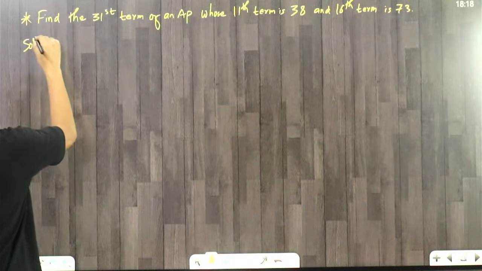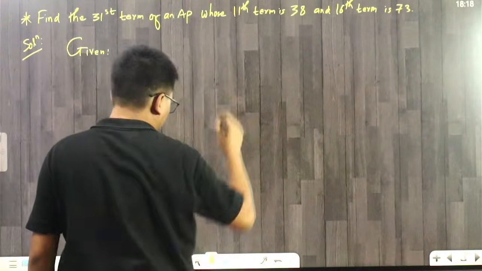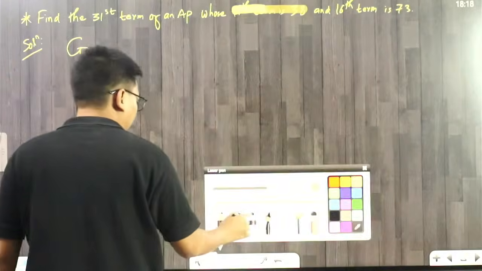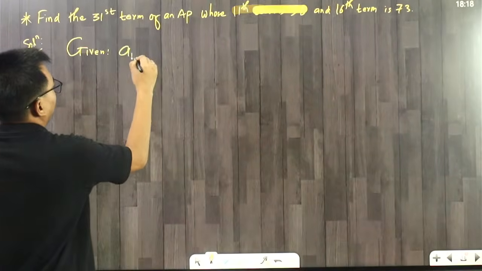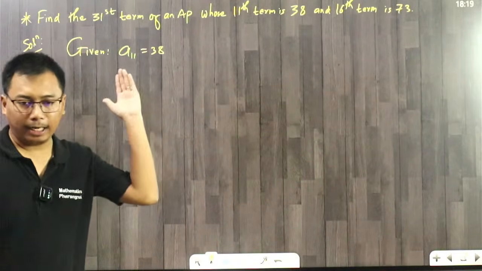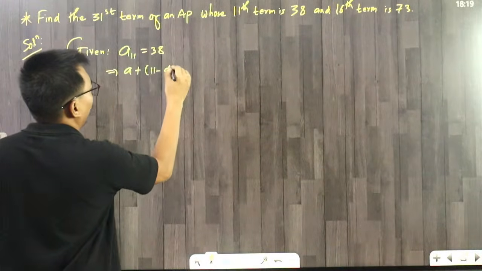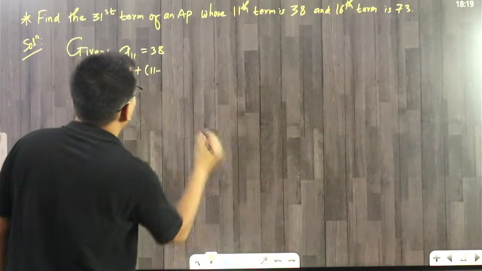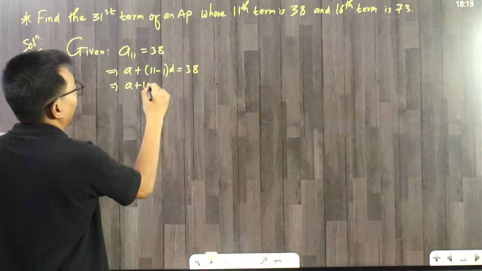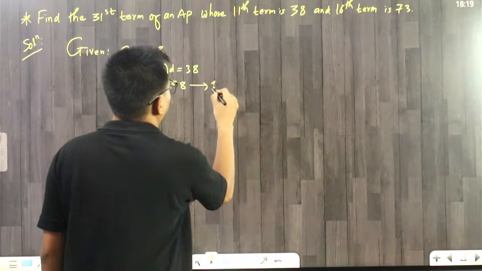Now see the solution. We are given that the 11th term is 38. So A11 is equal to 38. And what is A11? A plus (11 minus 1)D equal to 38. 11 minus 1 is 10, so A plus 10D is equal to 38. Let's keep this as equation number 1.